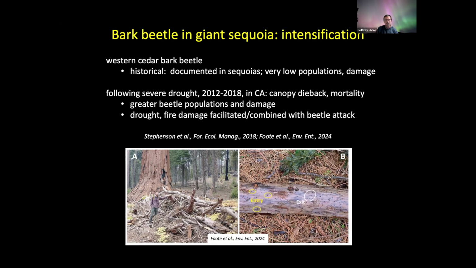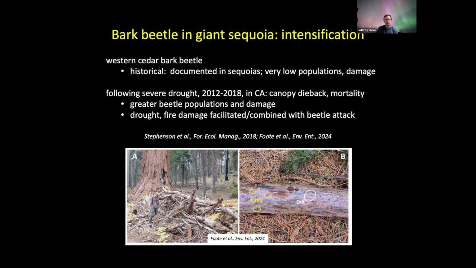However, during this drought that I've already mentioned in California, there was a notable giant sequoia canopy dieback and mortality, in which there were greater populations of this beetle measured and associated damage. So it's thought that this beetle has combined with drought, certainly, and perhaps fire damage to increase the damage and mortality of this iconic tree species.